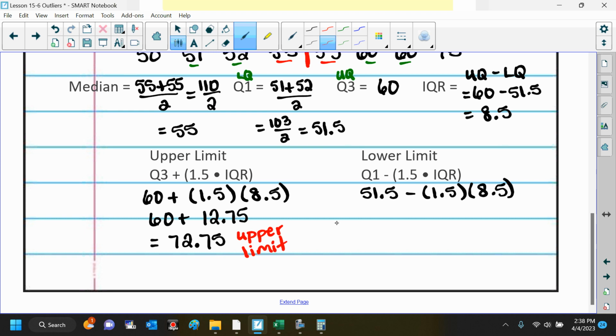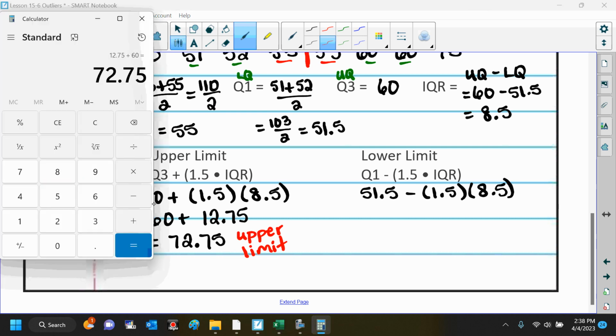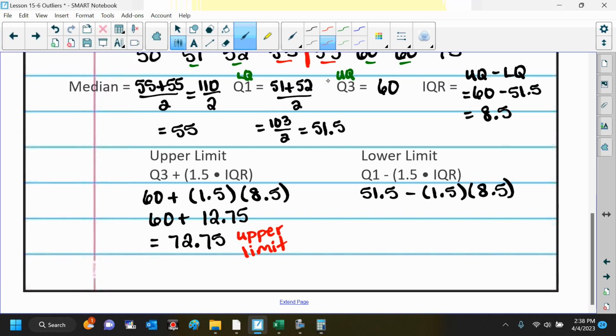That's the upper limit. Now the lower limit we're going to subtract. First we need to simplify. We need to multiply 1.5 times 8.5, or we already did that, 12.75. So we're going to subtract that. So 51.5 minus 12.75. Okay, did everybody see what I just did? I put it in the calculator again, but I didn't have to because I had it right here, right?